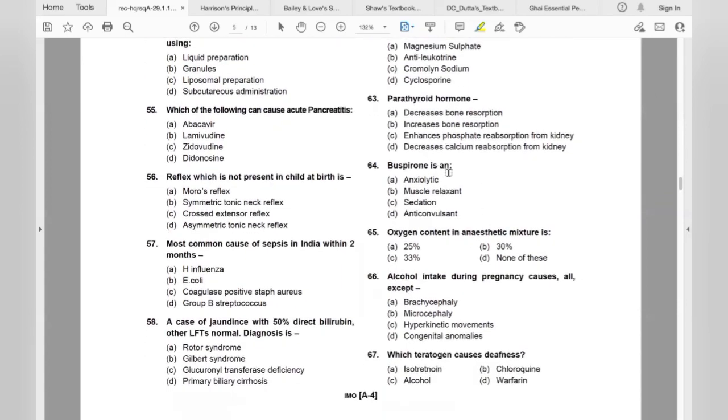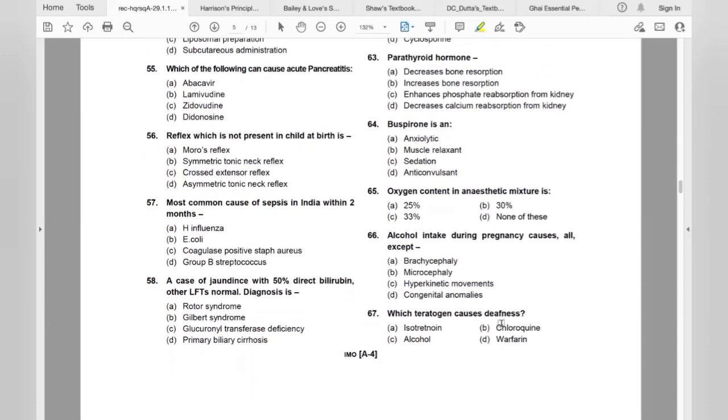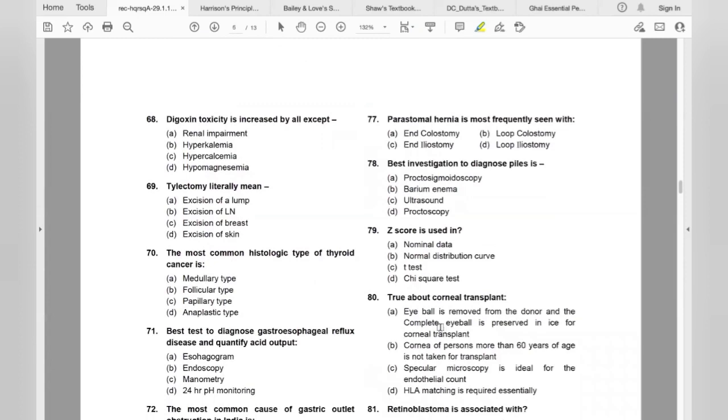Buspirone is an anxiolytic. Oxygen content in anesthetic mixture is 33%. Alcohol intake during pregnancy causes all except brachycephaly. Which teratogen causes deafness? So answer is isotretinoin. Digoxin toxicity is increased by all except hyperkalemia.